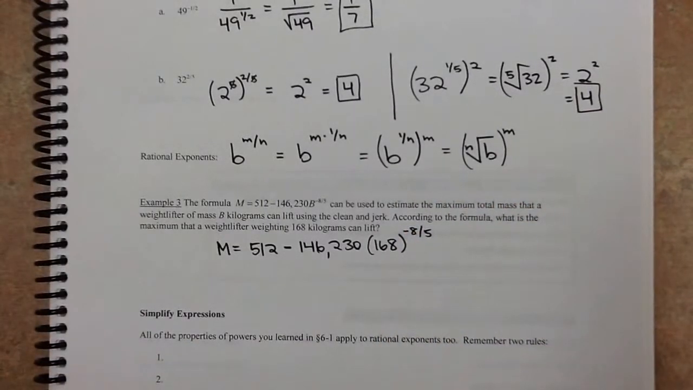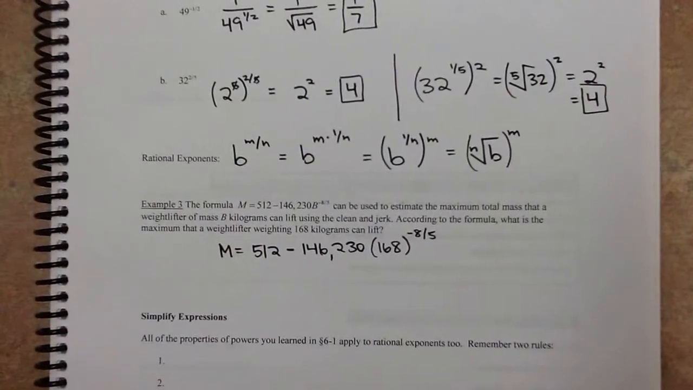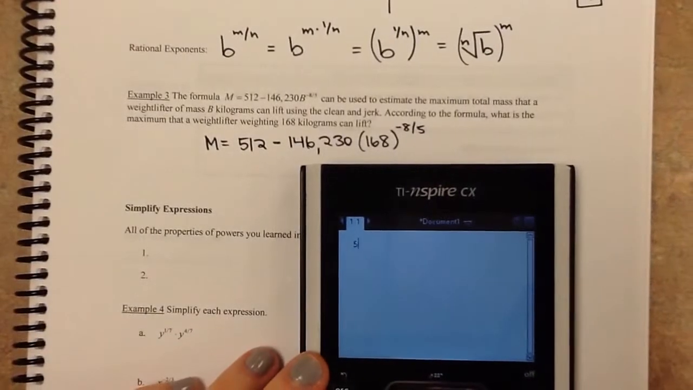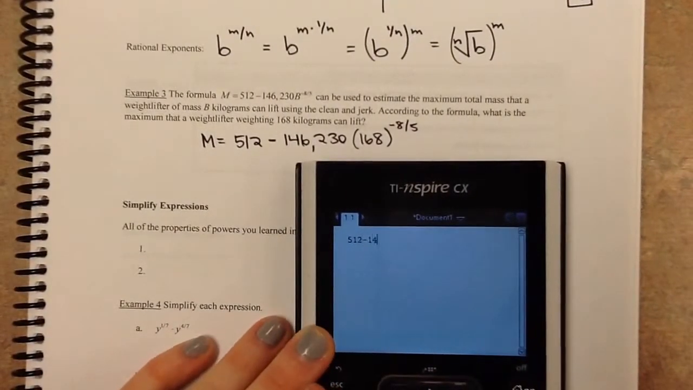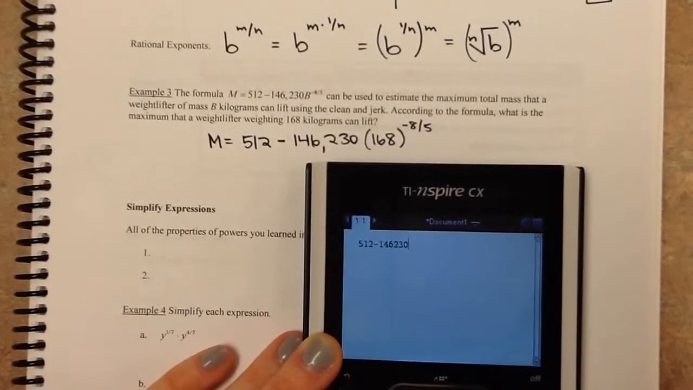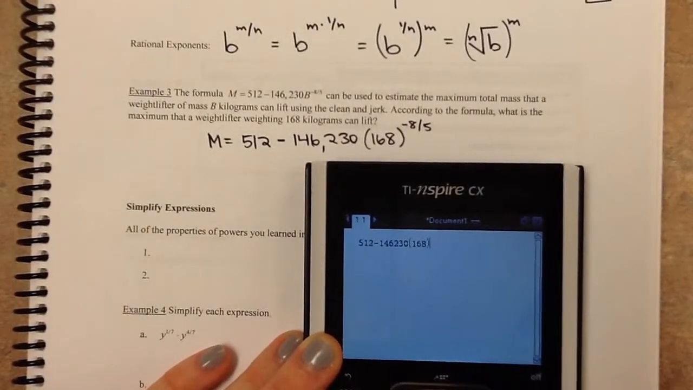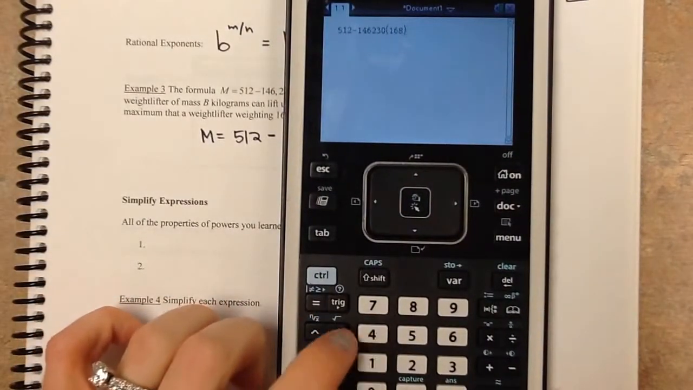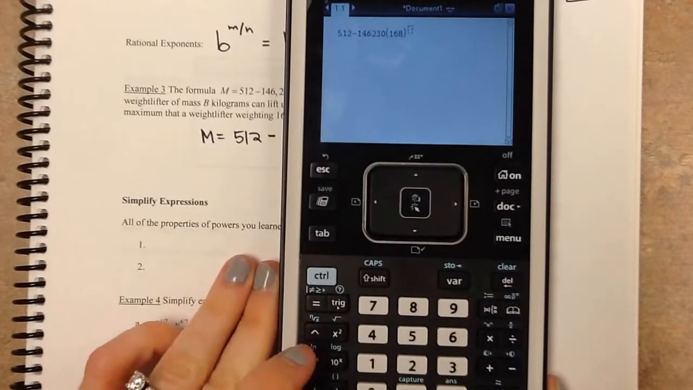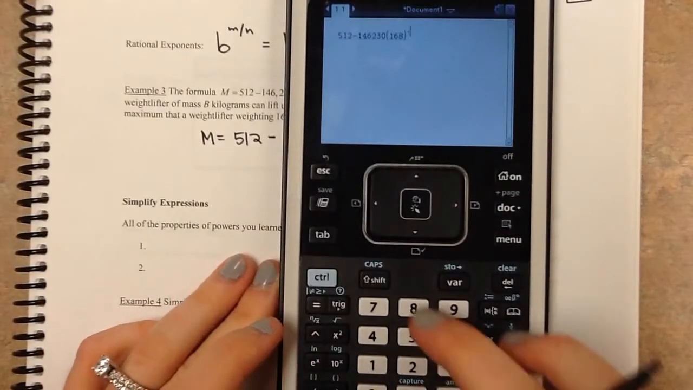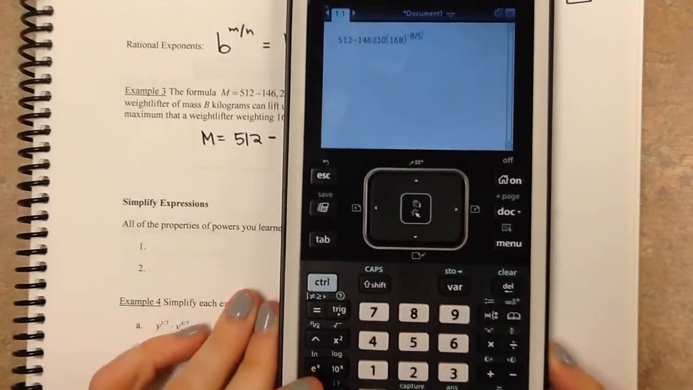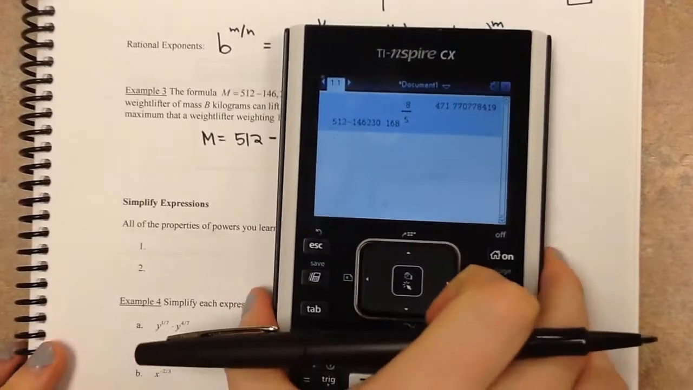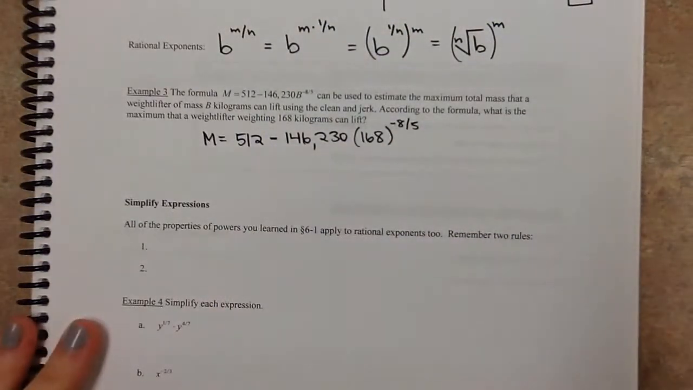So like I said, I'm going to show you just how to sub this right into the calculator. So we've got just a blank calculator screen here. I'm going to type in the 512 minus 146,230. And then just like it's written, in parentheses, I'm going to write the 168. So make sure it is in parentheses. And then our important key here is this little caret key. So look at the 4 and then 2 buttons over. That little caret key, if you type that in, you can put any exponent you want. So we're going to type -8 divided by 5 as our exponent. And hit enter. And so we get 471.8 approximately. So 471.8.